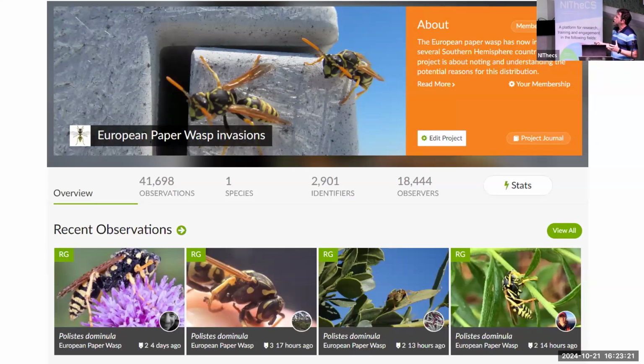Okay, so now to jump to another project I've made. It's very convenient to make an iNaturalist project, and this is on the European paper wasp, Polistes dominula. And I've set the filters so that all European observations are excluded. So by definition, everywhere else it's invasive. It shouldn't be there. Here we see for the globe, there's almost 42,000 observations for this species.